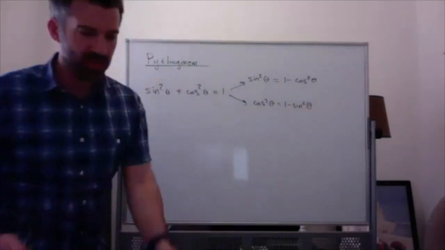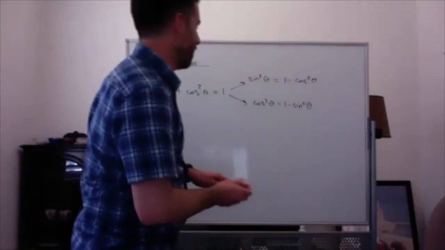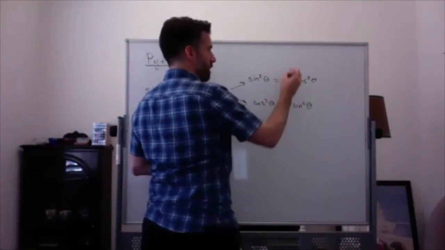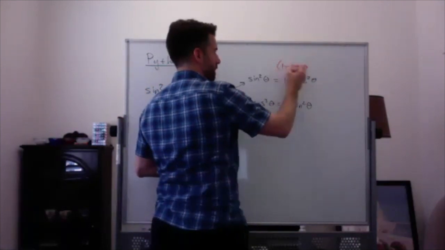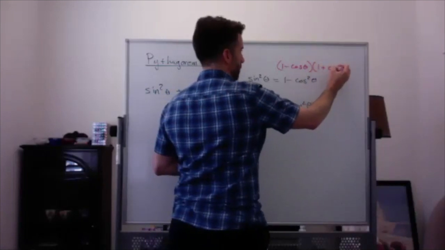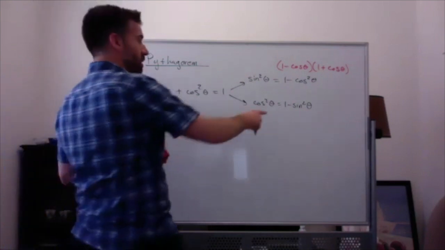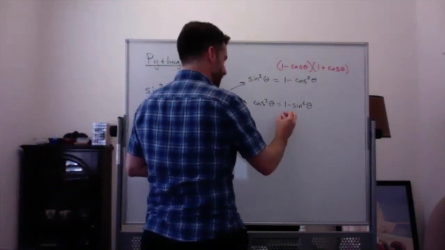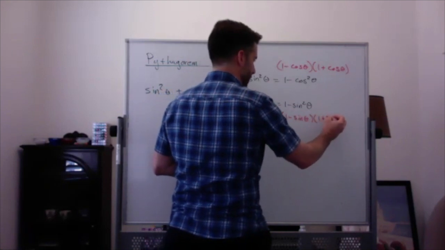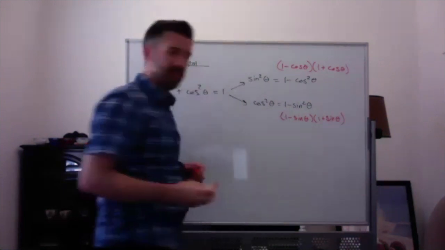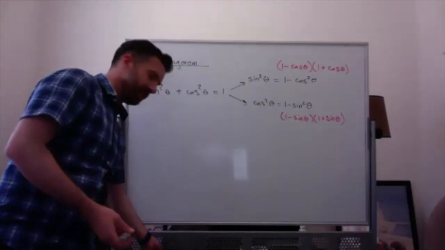And while I'm at it, even though this isn't in my notes, I will point out, because this does come up somewhat often, 1 minus cosine squared theta you could factor as 1 minus cosine theta times 1 plus cosine theta. And similarly, 1 minus sine squared theta you could factor as 1 minus sine theta times 1 plus sine theta. Sometimes that is useful information. And then we also have a couple other Pythagorean identities.